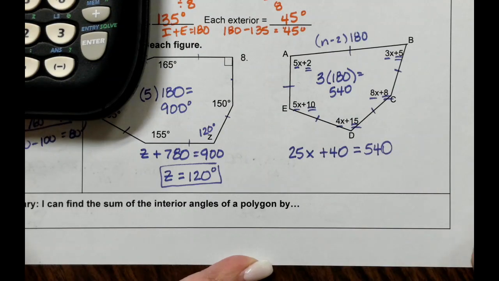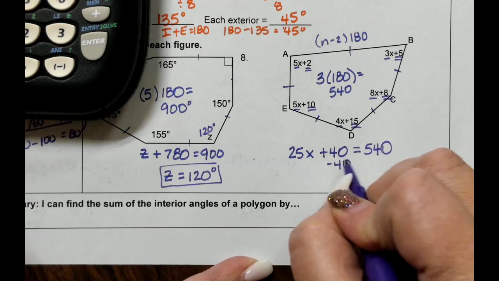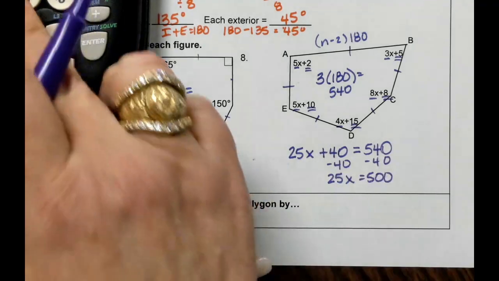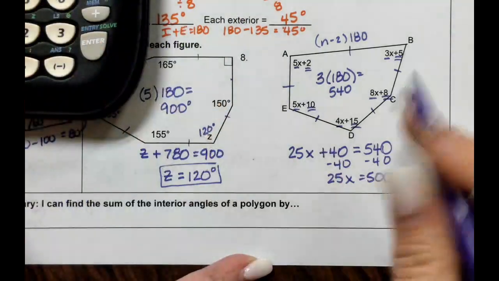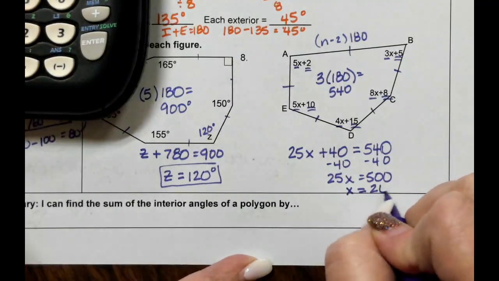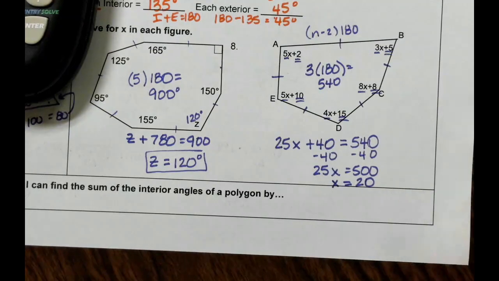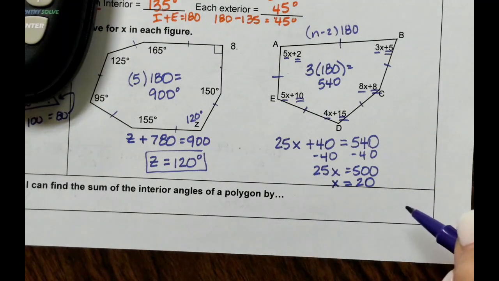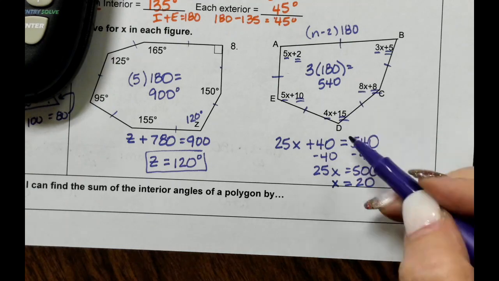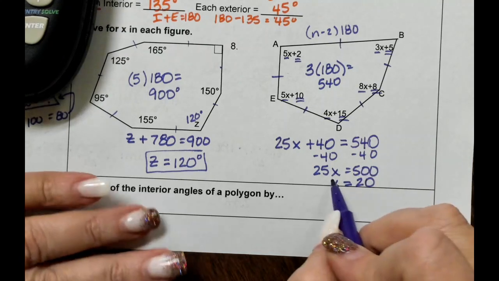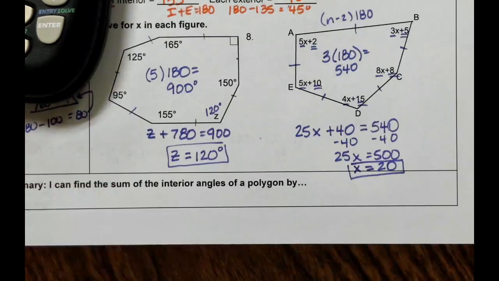From there, solve the algebra. Subtract 40 from both sides. 25x is equal to 500. So 500 divided by 25 says that x is 20. Now, I only wanted to find x. That's all I asked for. So since all I asked for was x, then I can stop there. If I had asked you for angle B or angle C or angle D or anything like that, then I would substitute it back in. For instance, angle D would be 4 times 20 plus 15. Okay, so you can use it to go back in and find that.